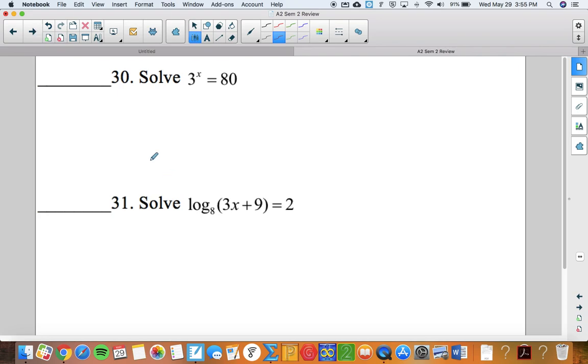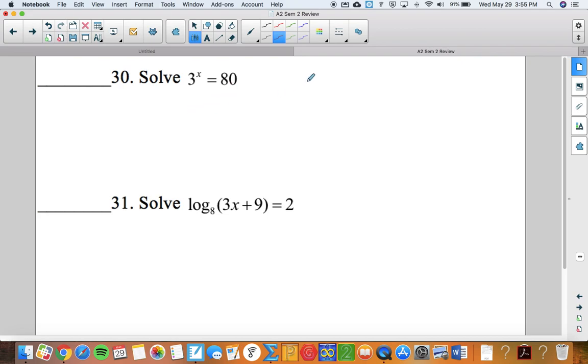Number 30, we're solving. Well, that's tough. 3 to what is 80? Let's see, 3 to the third is 27. 3 to the 4 is 81. Oh, so it's going to be close to 4. But that's not going to be the right answer because it doesn't actually make 81. So how do we do this?